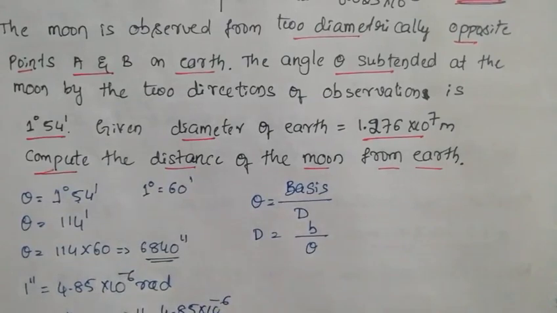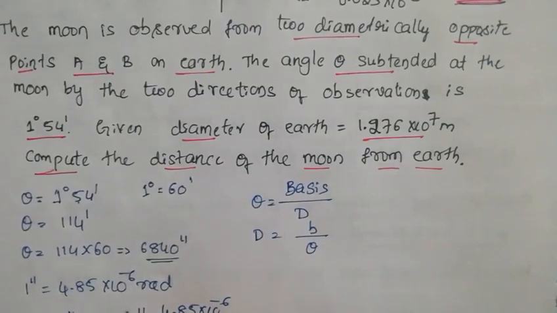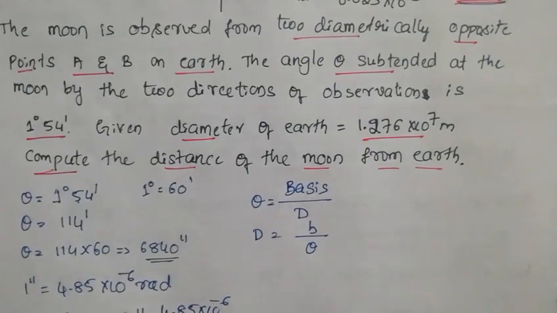Why am I doing this method? See, the seconds are going to cancel. If you simplify this, you get 33174 into 10 power minus 6 radian. Or you can simplify it by shifting the decimal places, and you can get some other value, not an issue.